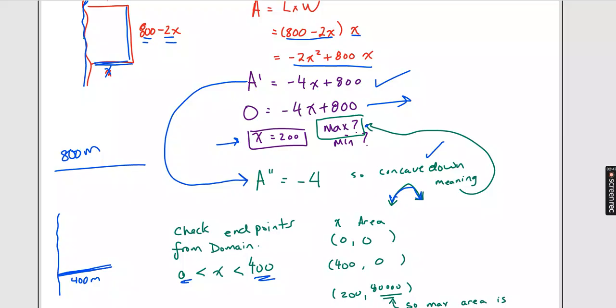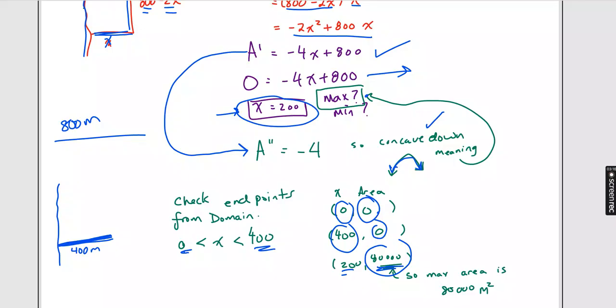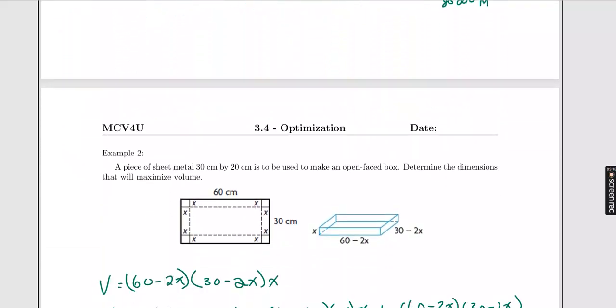So we check the endpoints. If x was 0, then the area would be 0. If x was 400, the area would still be 0, because two pieces of 400 meter fencing won't create a rectangle, which means you have no area. So what if you had 200, the number we found from the first derivative? Plug that into the original function and you get an area of 80,000 meters squared, which is obviously the highest number. So the max area is 80,000 meters squared.